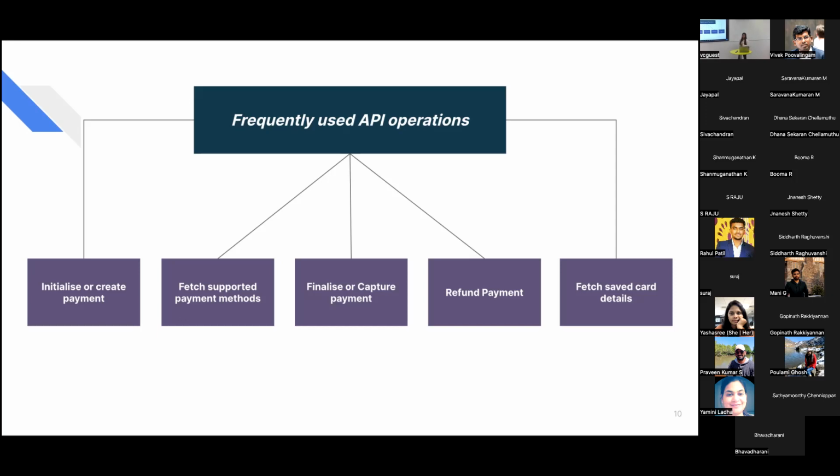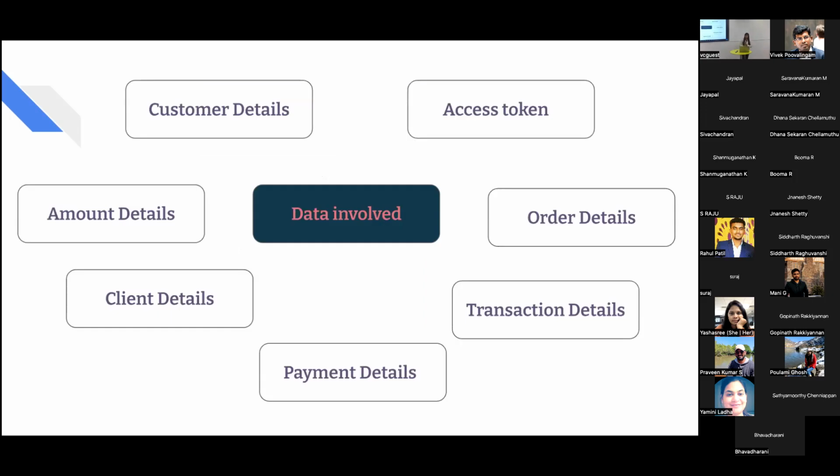So these are the most frequently used API operations which I have encountered. And yeah, let's move on to the next slide, which is data involved. In all this process, data is a very important thing to handle, right? So these are the common data involved.